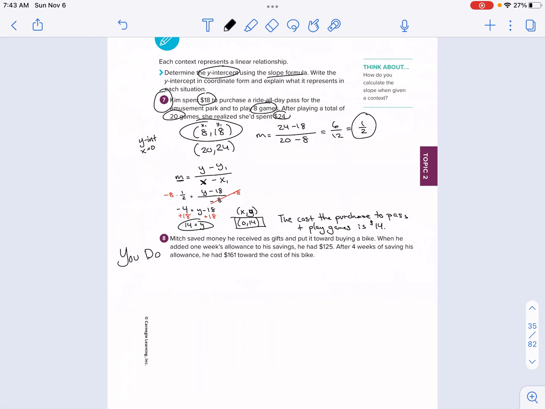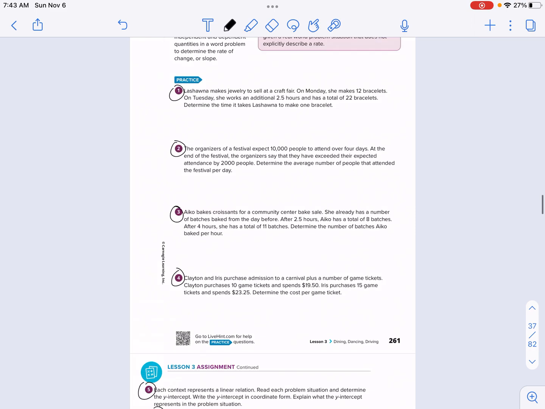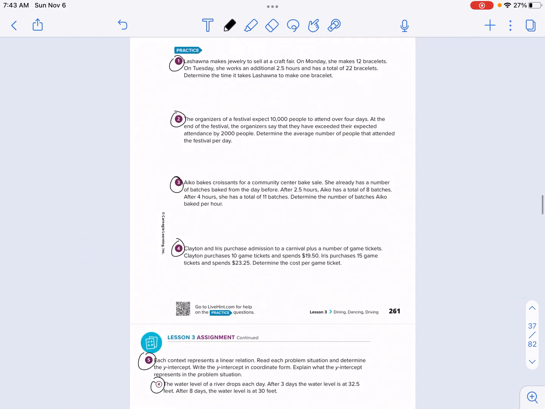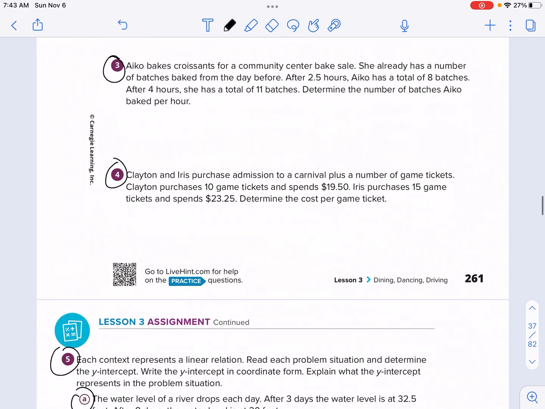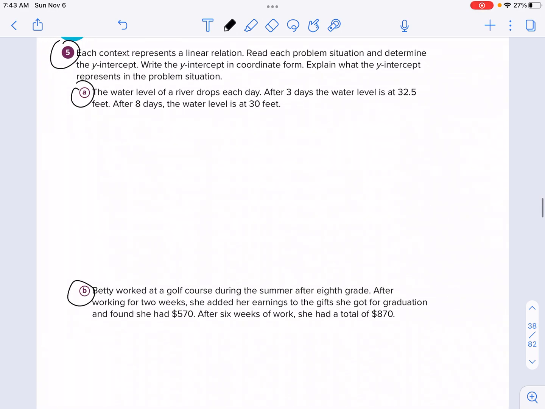Oh, sorry, the assignment. The assignment, we're going to skip talk to talk. If you go to page 261, we're doing numbers 1, 2, 3, and 4 on the front side, and then on the back side, 5, A, and B.